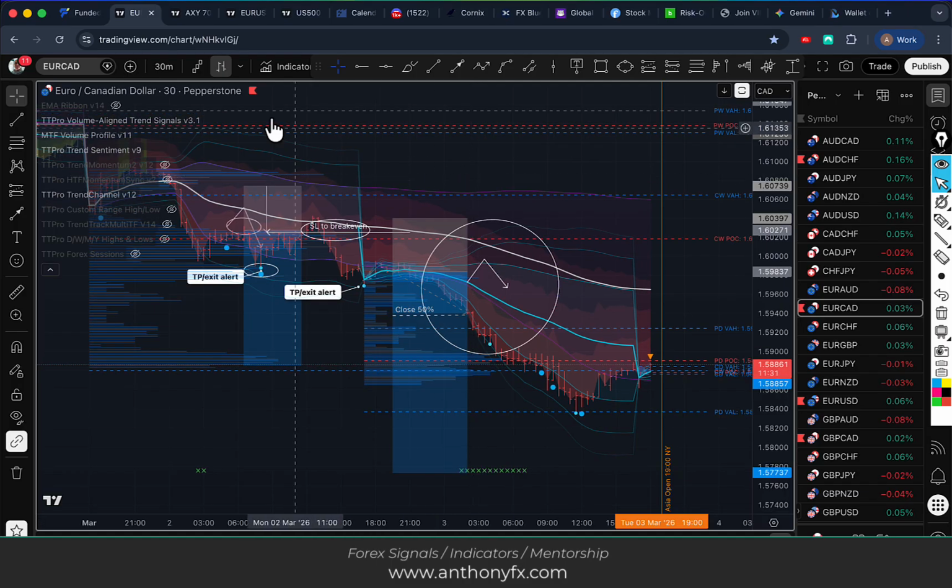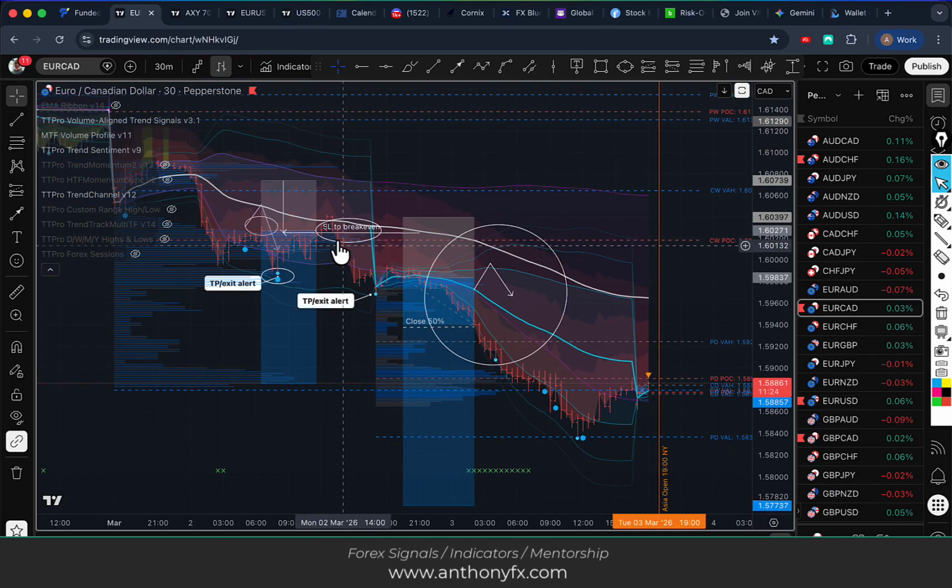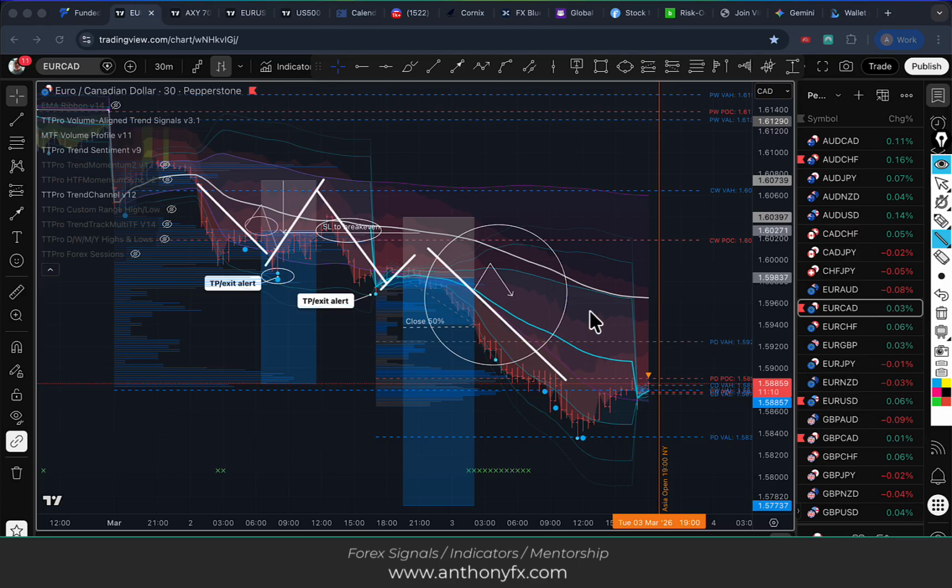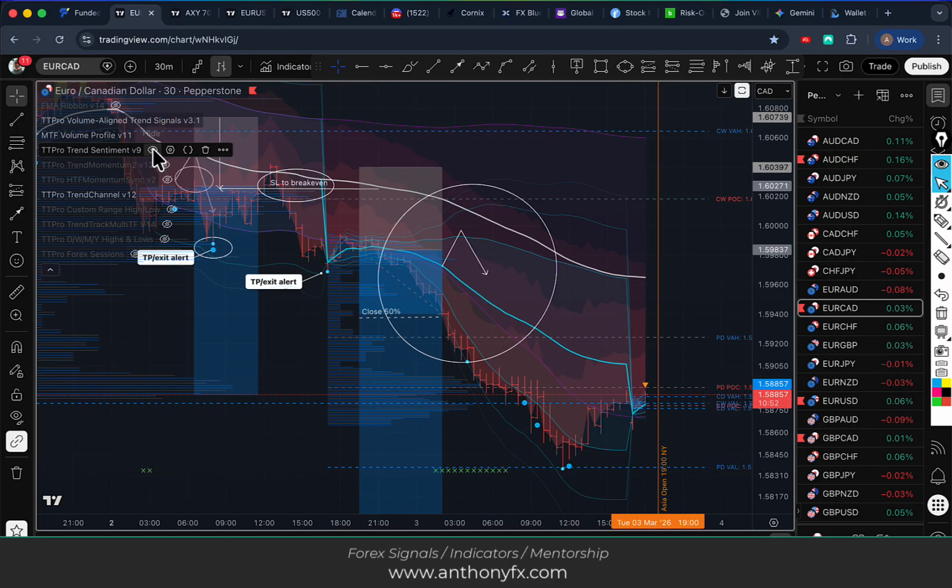All right, 30-minute. If I say to you, if it's bearish like this and we're looking for continuation, just keep it really simple, guys. All we're looking for is that, right? You can set up trend sentiment 9. Let's get closer to it. Usually on the lower time frame.